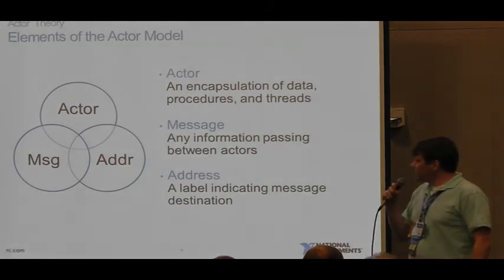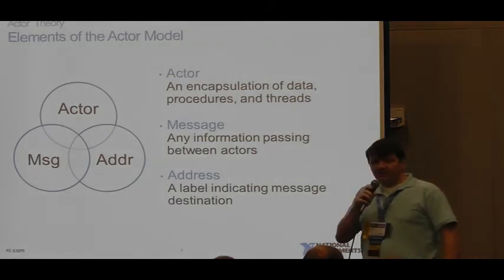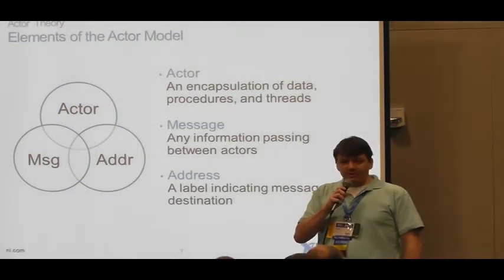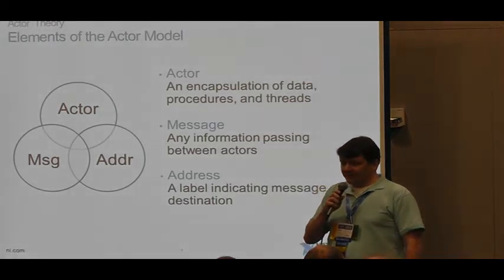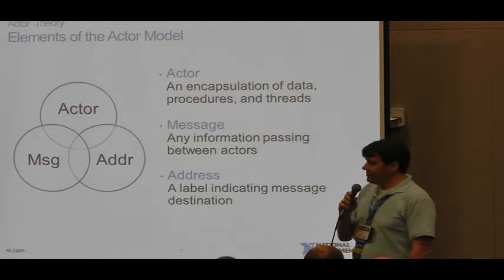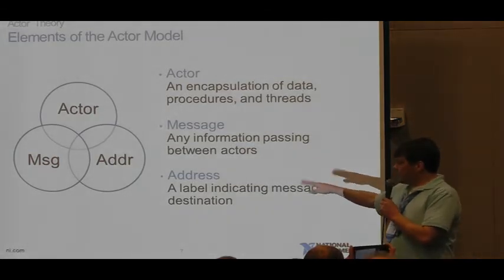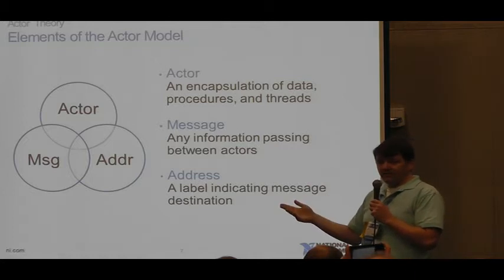Messages are essentially any information that passes between actors. If you have one actor communicating with another actor, it does that by message. There is no communication between actors that is not by message. And the last part of the model is an address, which is essentially just a destination for a message.